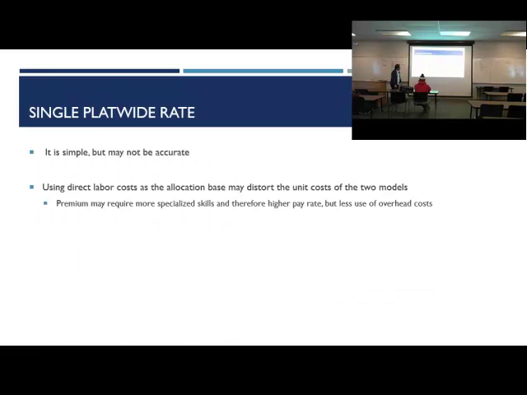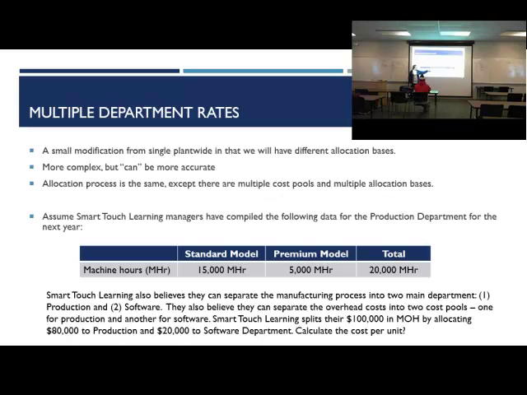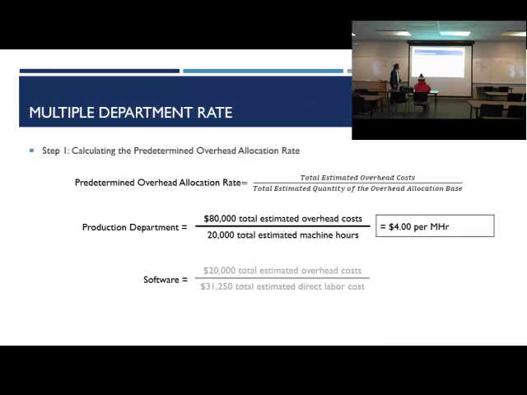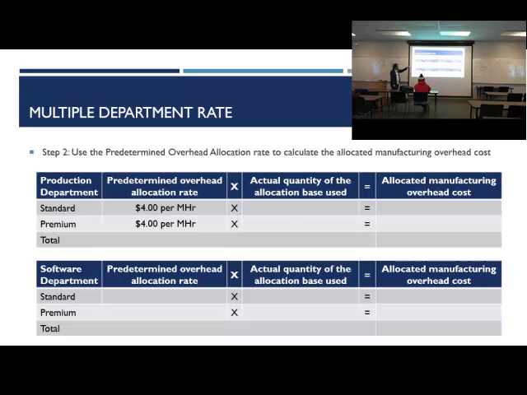Remember this chart right here? Standard model, we expected to use 15,000 machine hours. Premium model, we expected to use 5,000 machine hours. Okay? So now we have to allocate that $80,000. This is how we allocate it. $4 times 15,000 machine hours equals $60,000. $4 times the 5,000 is $20,000. Okay. Have we allocated all $80,000 for the production department?